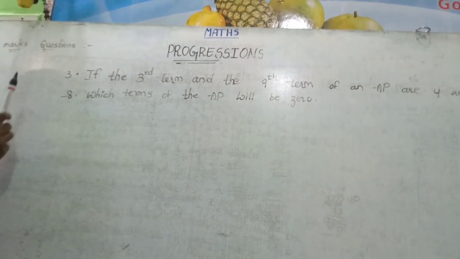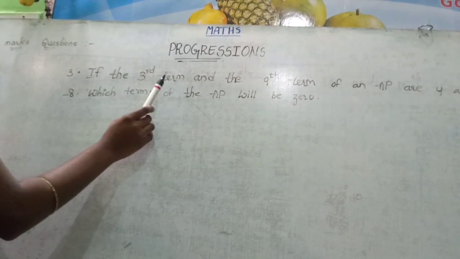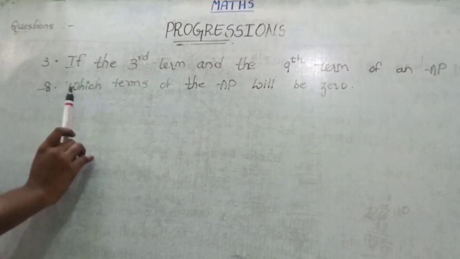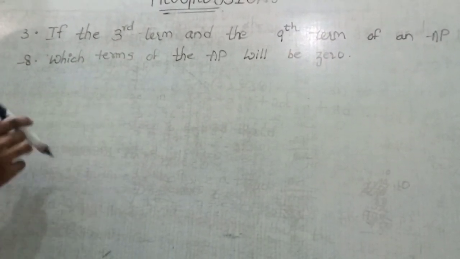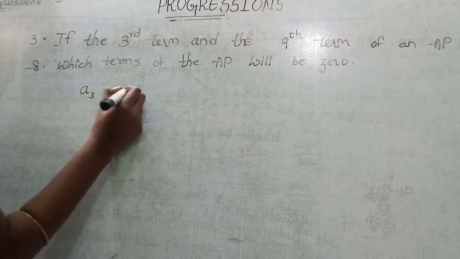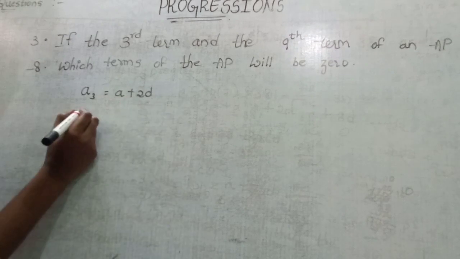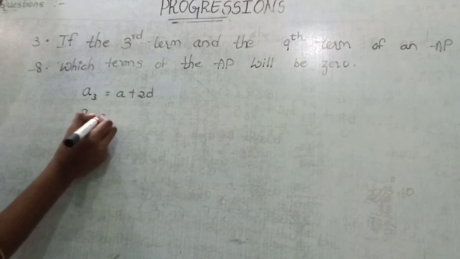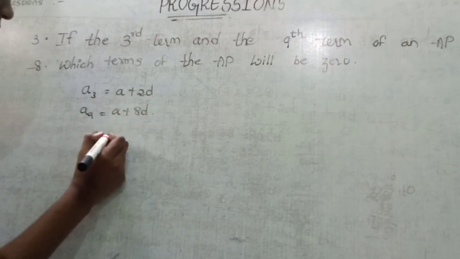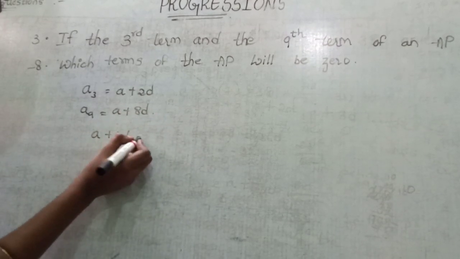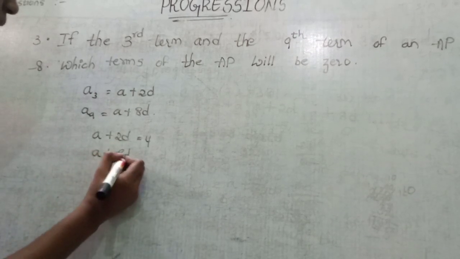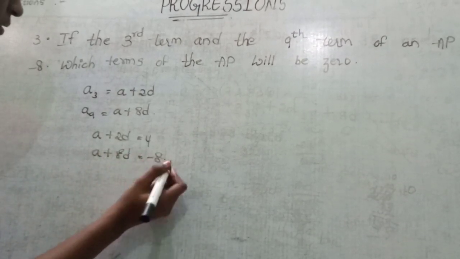Now coming to the third problem: if the third term and the ninth term of an AP are 4 and minus 8, which term of the AP will be 0? Third term means A plus 2D. Ninth term means A plus 8D. A plus 2D is equal to 4 and A plus 8D is equal to minus 8.